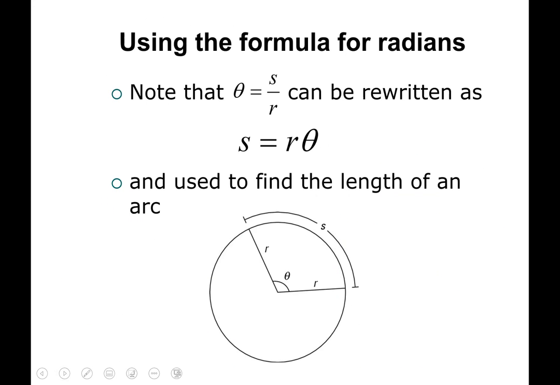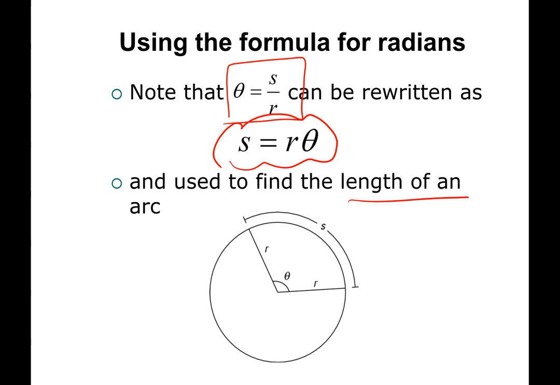So now that we're a little more familiar with what a radian is, here's something else we can do with it. This is the formula for determining a radian measurement. You're going to divide the length of the intercepted arc by the length of the radius. If you cross multiply, you're going to get that S equals R theta. And this is the formula for the length of an arc, also known as arc length.